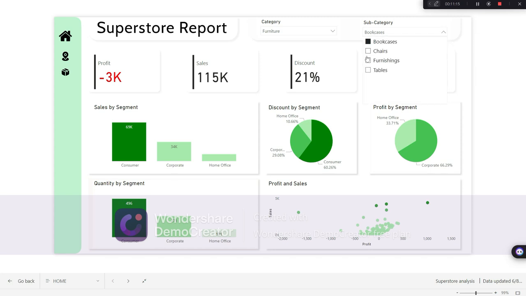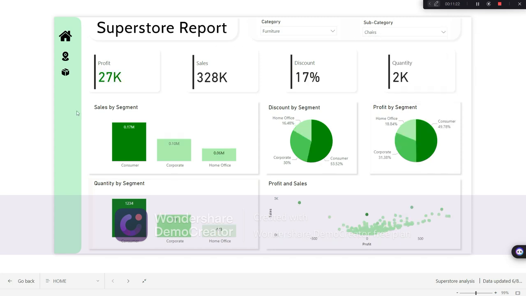Similarly, for chairs, we make 27k profit. The average discount is about 17 percent. The quantity sold is near about 2k. We got more sales from the consumer segment, and the quantity sold to the consumer is about 1234. The profit and sales chart shows there is an exceptional case where we made a loss, but the majority of the time we booked a profit.